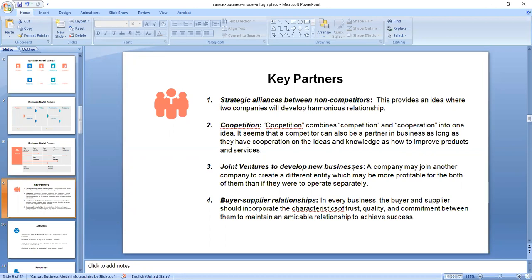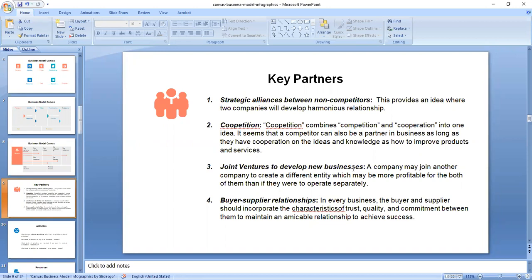Mang Inasal is already majority owned by Jollibee, something like that. Chowking is also Jollibee, but they still remain as Chowking, they still remain as Mang Inasal, but they are actually joint ventures. Now, buyer-supplier relationships, you know this.